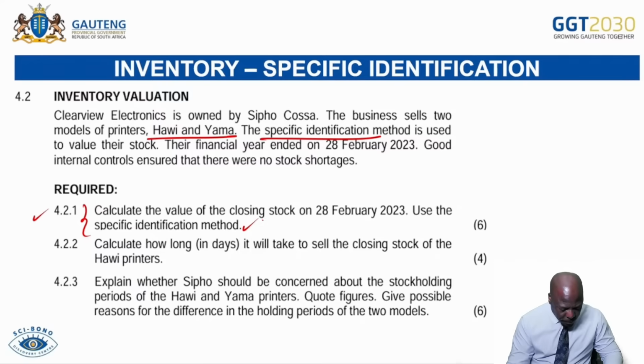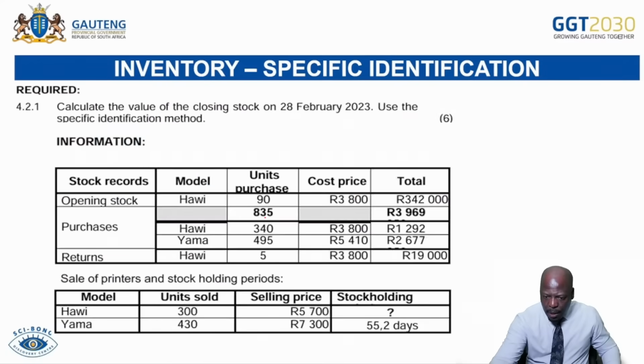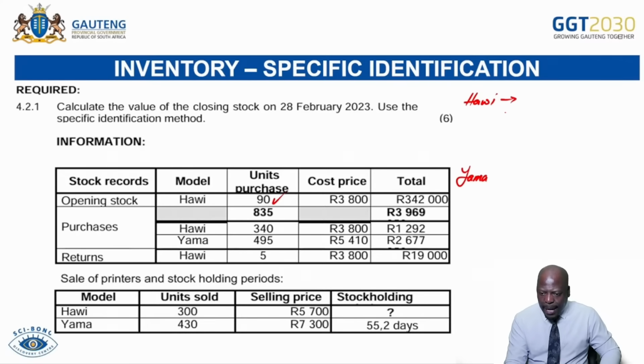Okay, let's do that. Here's the information, and let's start with the first calculation. Remember you are calculating for the Howie, and then here is your Yama. Let's go with the Howie. So with the Howie, you have to know how many units you had at the beginning. You had 90 units at the beginning. Did you go buy more units? Yes, you bought how many? 340. Did you return any of the Howie? Yes, we returned 5. Then you say minus 5 here.